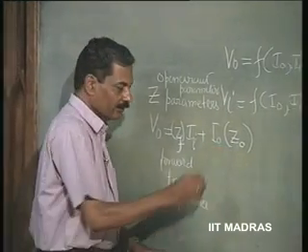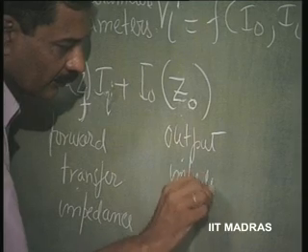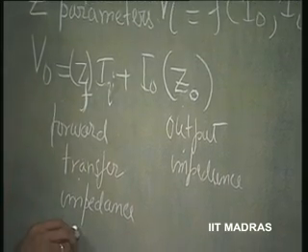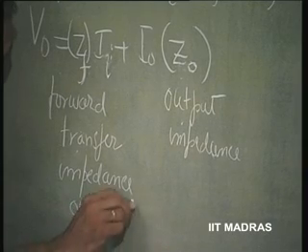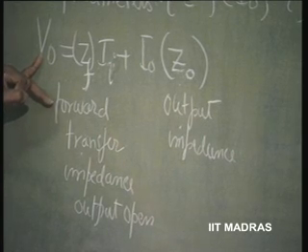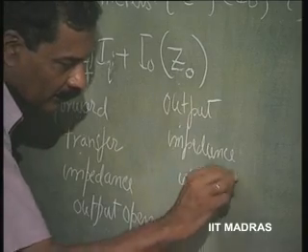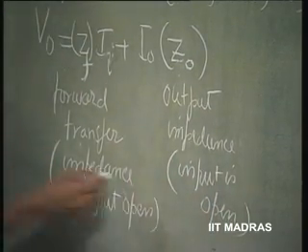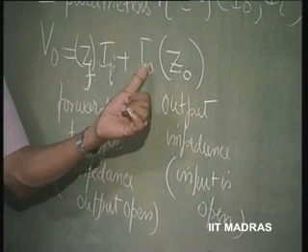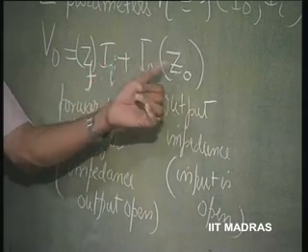This is output impedance. Both these things are measured respectively with this. This is measured when output is open, V0 is going to be open circuit voltage, and this is measured when II is 0, that means input is open. In order to measure this, we have to have I0 equal to 0, which means output is open. In order to measure this, output is open. In order to measure this, input is open.